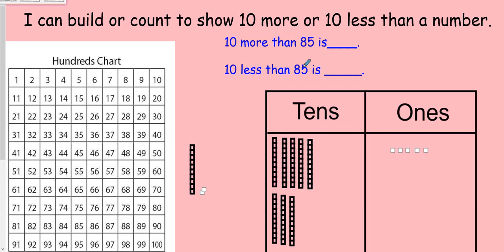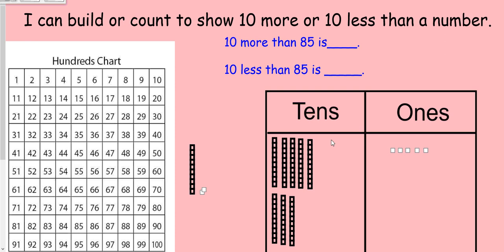Let's try another one. Here it says 10 more than 85 is unknown number. Let's build 10 more than 85 on our board. First, let's make sure we have 85. We need 8 tens, 5 ones. If we want to show 10 more than 85, am I going to take away or am I going to put more on here? I'm going to put more on.